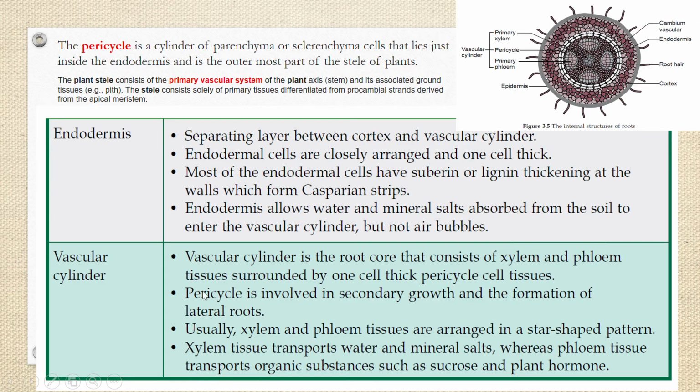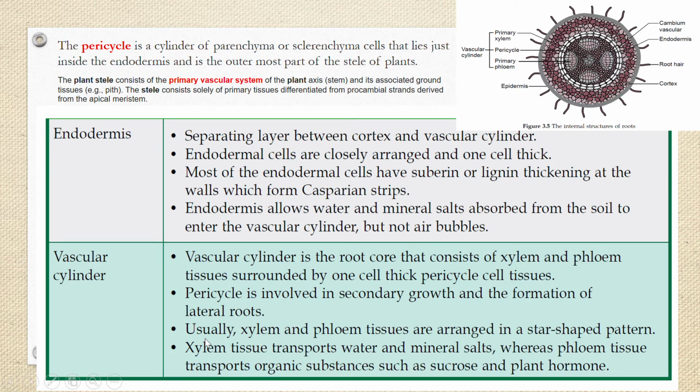So here, surrounded by the pericycle just now. Okay, surrounding xylem and phloem, that is the vascular cylinder. So the pericycle is involved in secondary growth and also formation of the lateral roots. Okay, still remember secondary growth. So that means there will be formation of secondary xylem and secondary phloem.